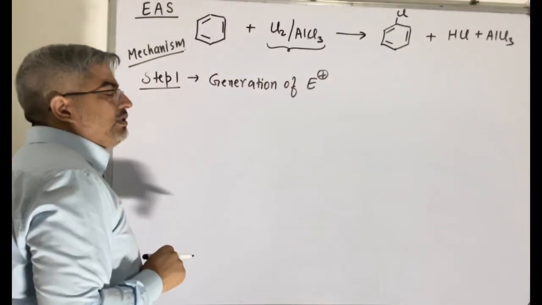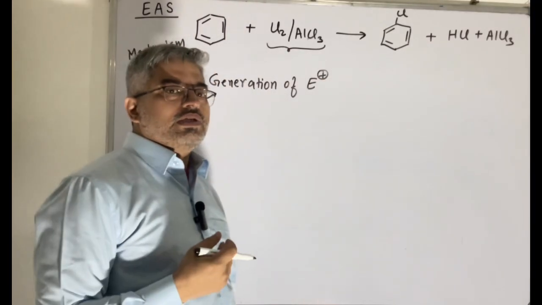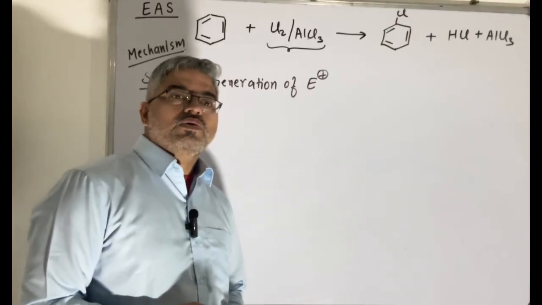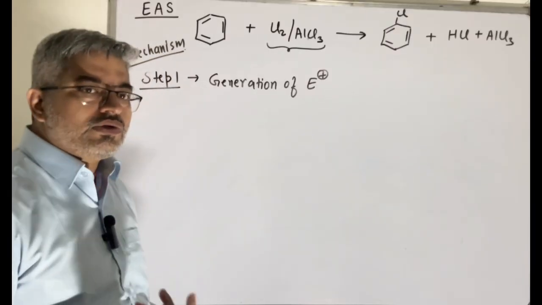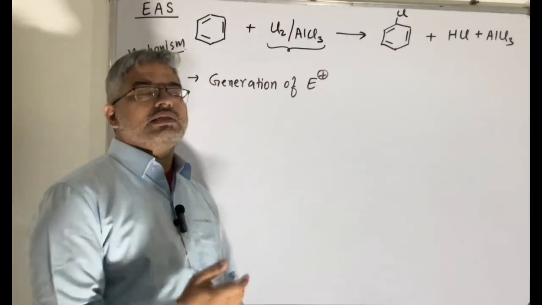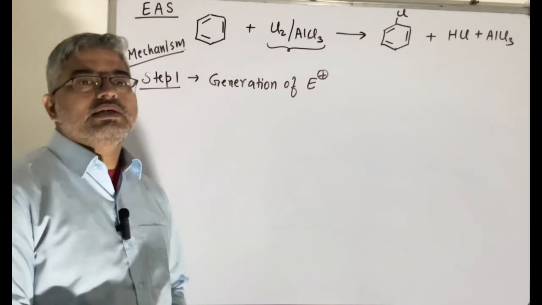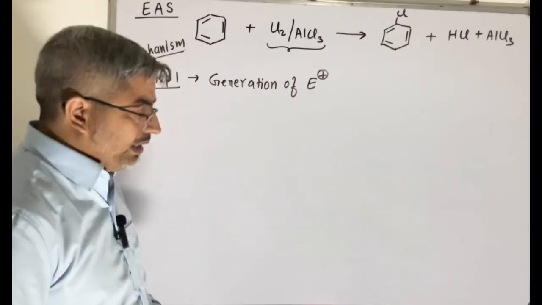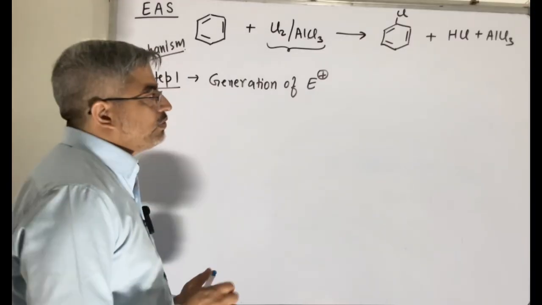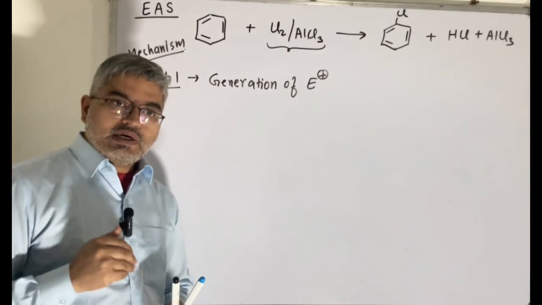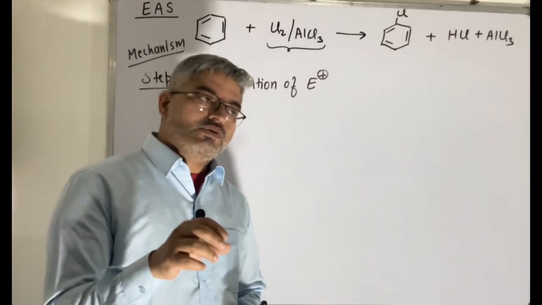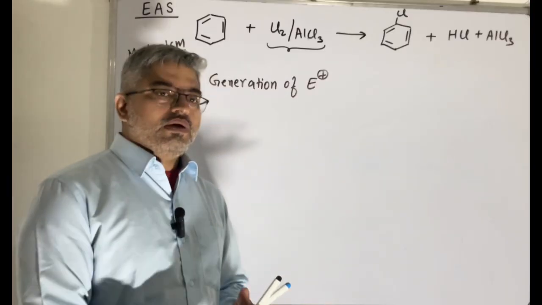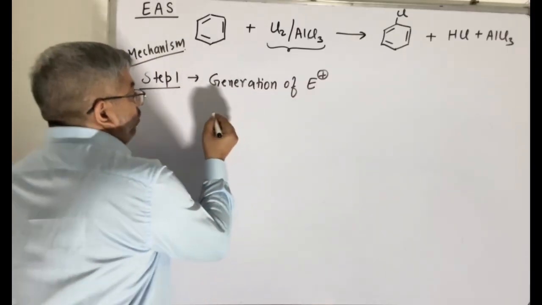When we say the generation of electrophile, what does it mean? It means that we need some reagent. Reagent produces electrophiles, reagent produces nucleophiles, and reagent produces free radicals. So here we are generating the electrophile in a separate container. First we generate it, and then we add that electrophile mixture over the benzene.